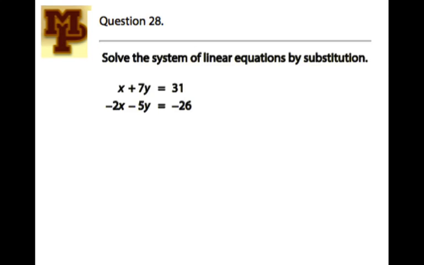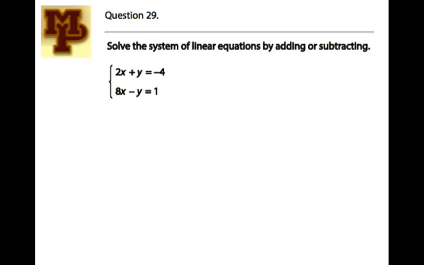Okay, 29. Let's see, where'd 29 go? There's 29. Okay, this one looks pretty nice if you just add them together. So right now, if you add them together, the y's eliminate. So that would be 10x, and then negative 4 plus 1, that would be negative 3. So then if we solve for x, that would be negative 3/10.